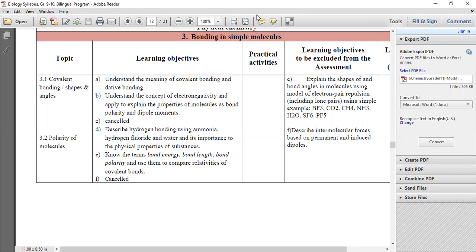Please read this objective. Understand the meaning of covalent bonding and dative bond. I wrote here coordinate bond, and another name is dative bond. First, what is a chemical bond actually? How do you define what is a chemical bond?